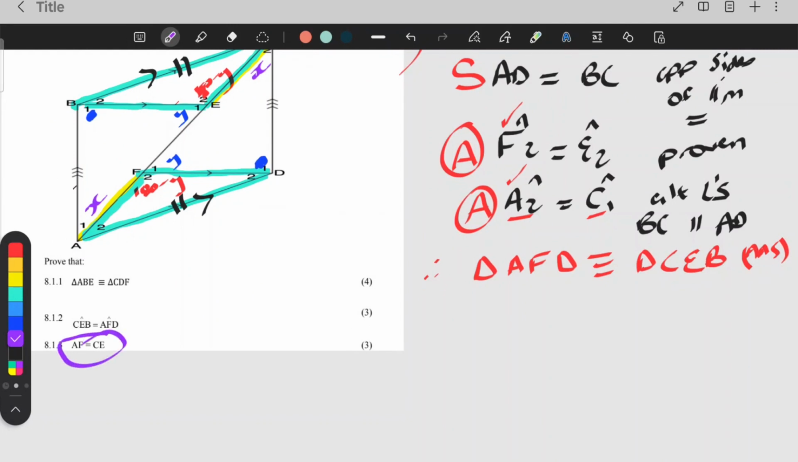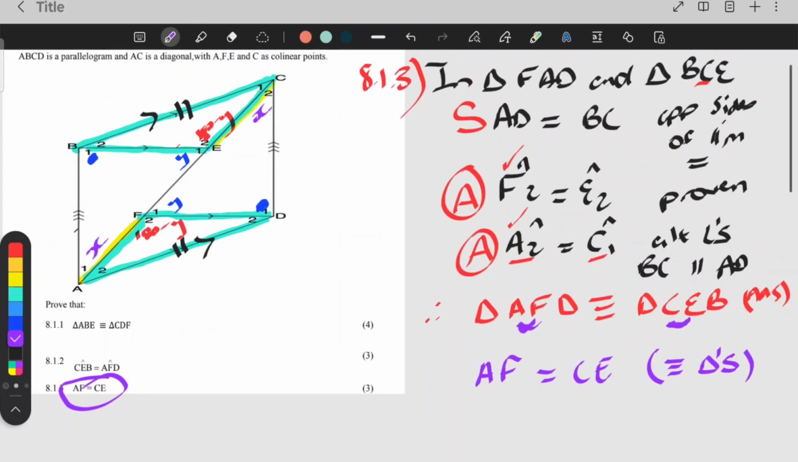Here we had to prove a side, so I'm going to look for sides. Do you see AF is the first two letters and CE is the first two letters? So therefore AF is equal to CE. Why? Because of congruent triangles. And that's how you prove that.